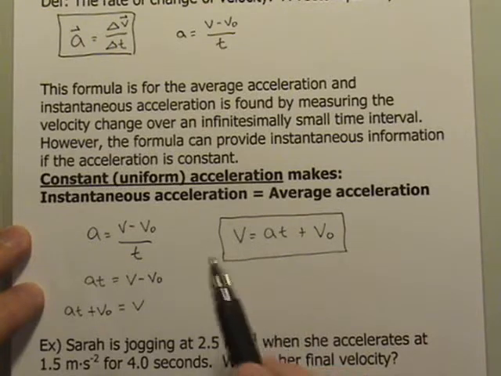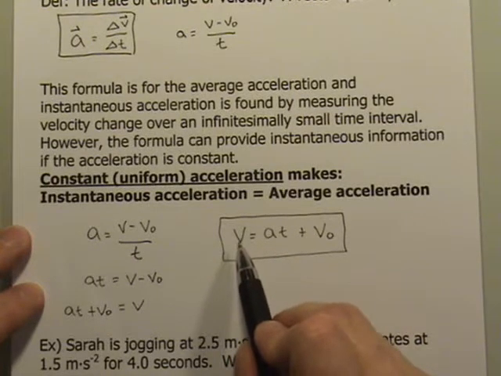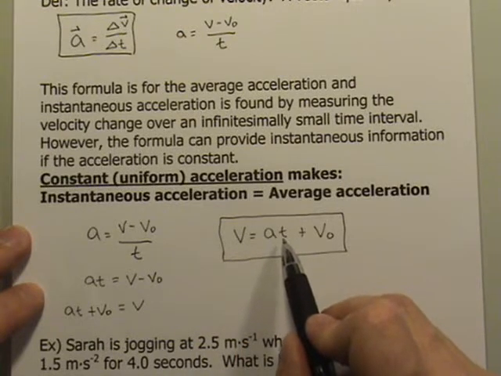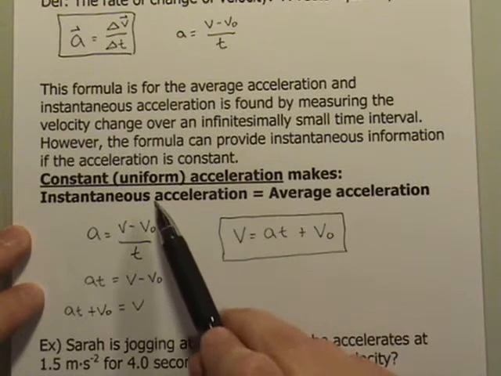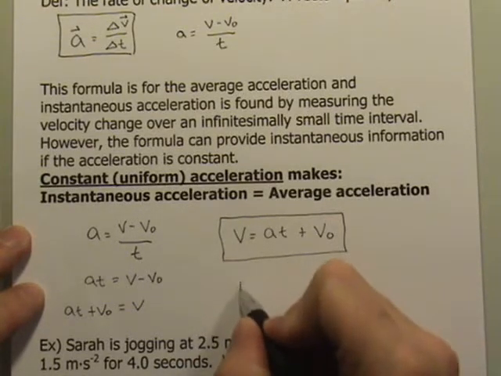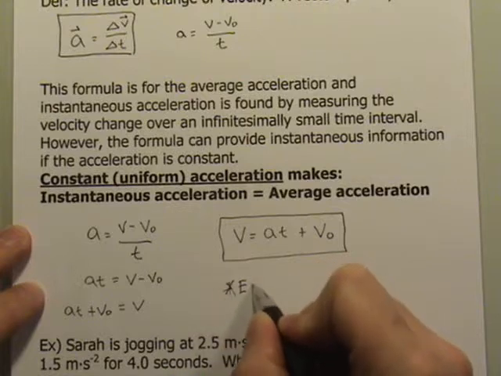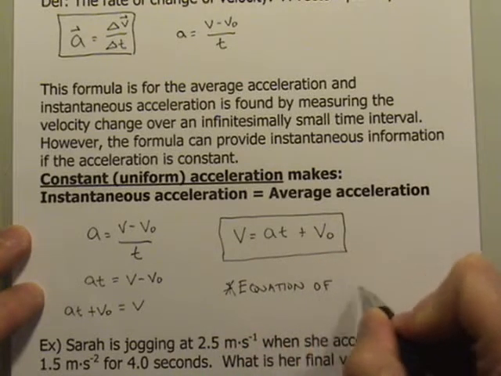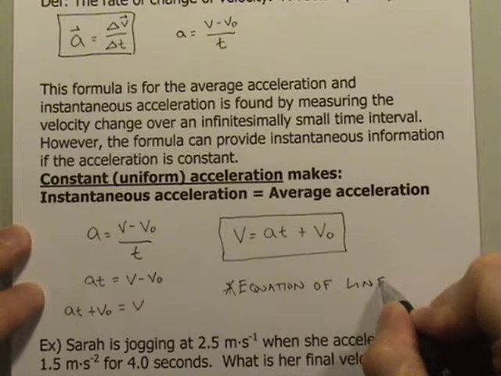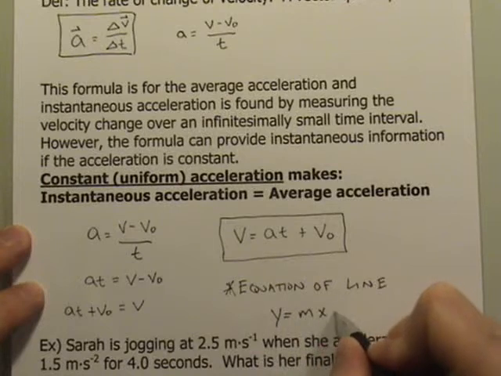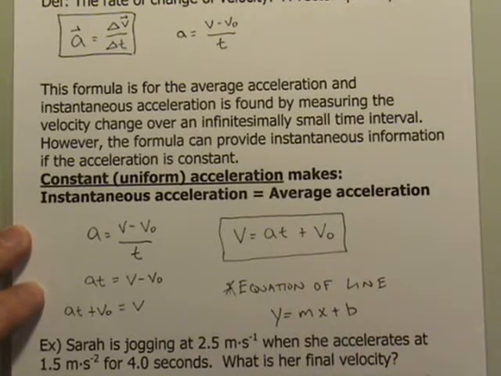The variable that I would plot on the vertical axis would be the velocity, and I would plot that versus the time, and what I would find is for a constant or uniform acceleration, this is going to produce a line. So let me make a note of that. This is the equation of a line. And let me just remind you, the equation of a line is y equals mx plus b.